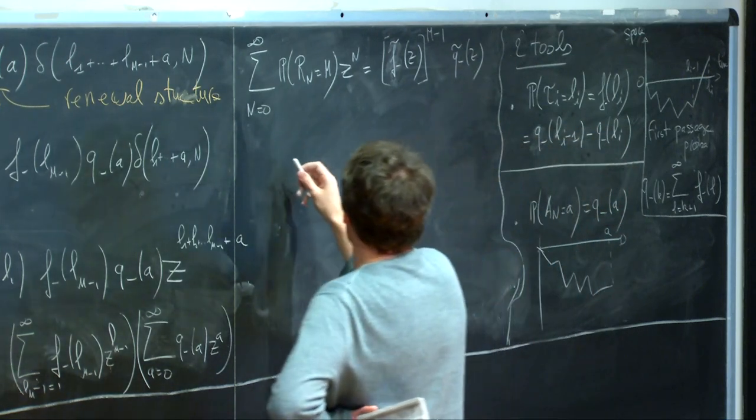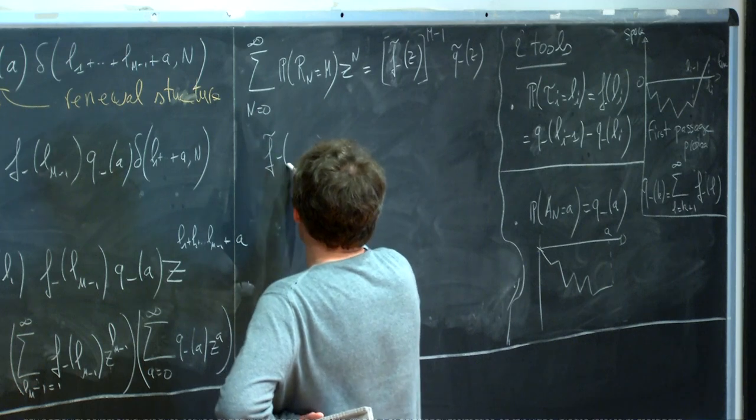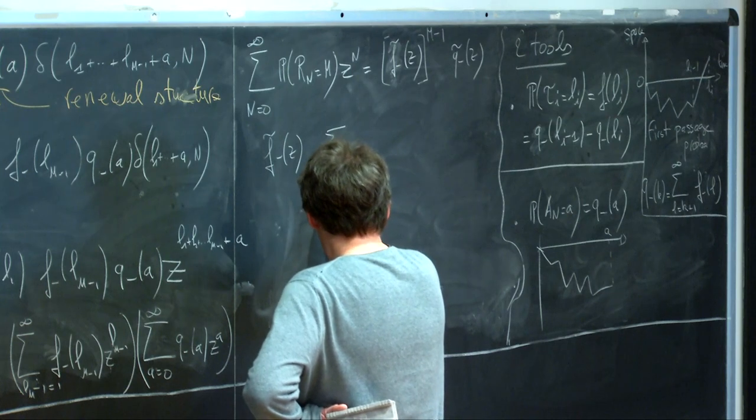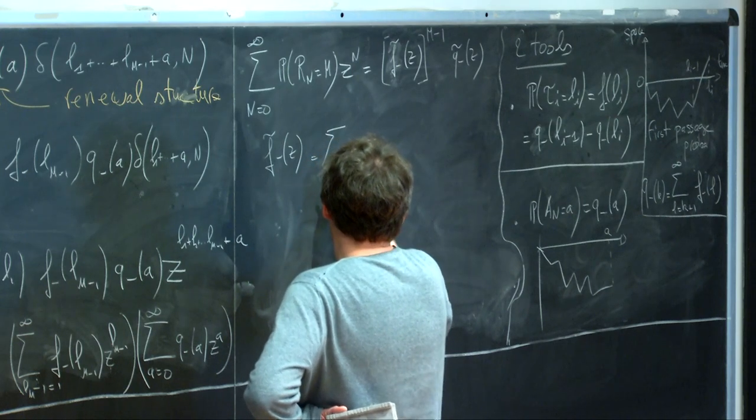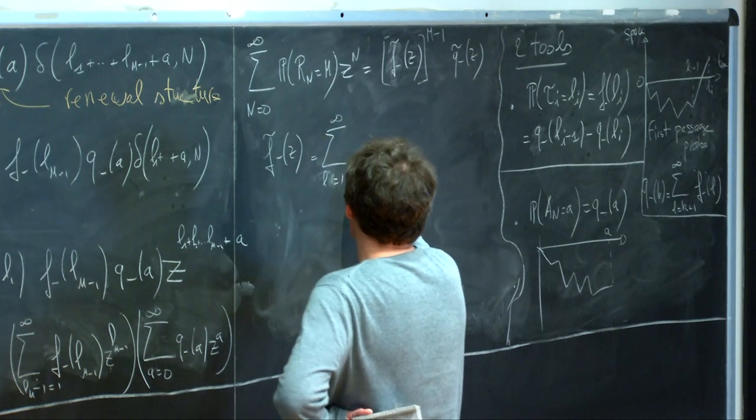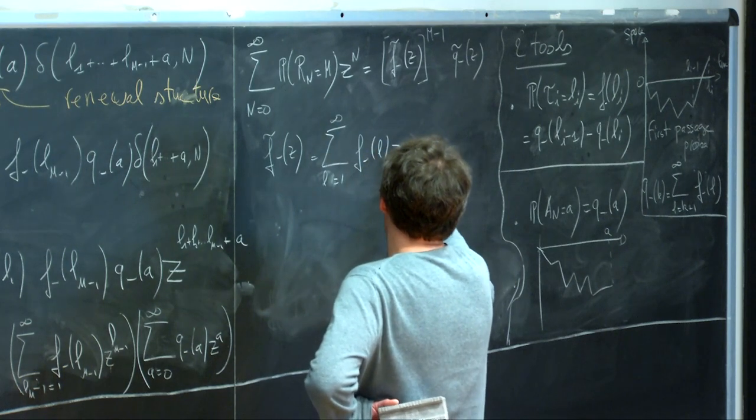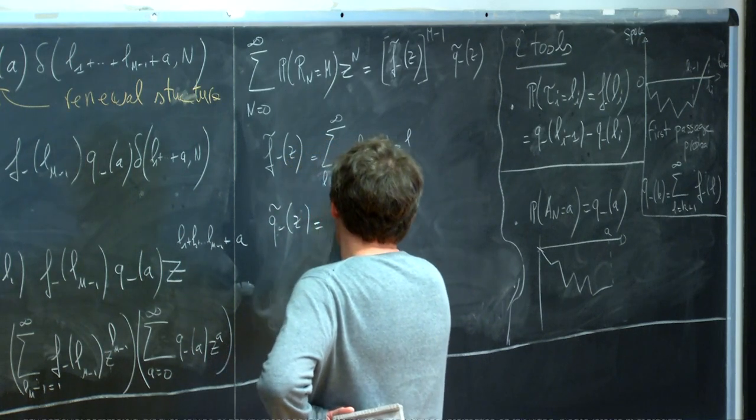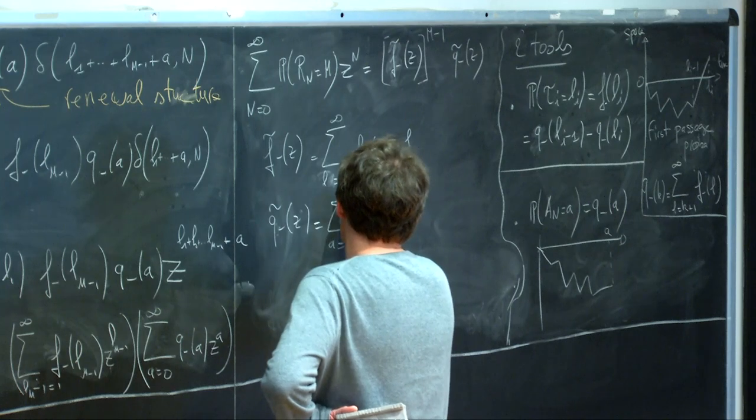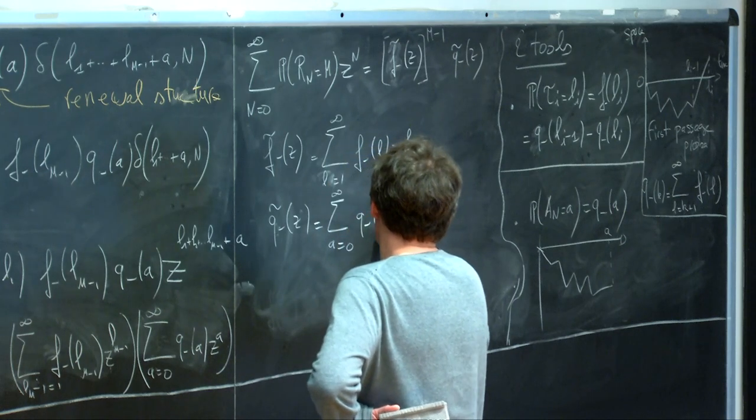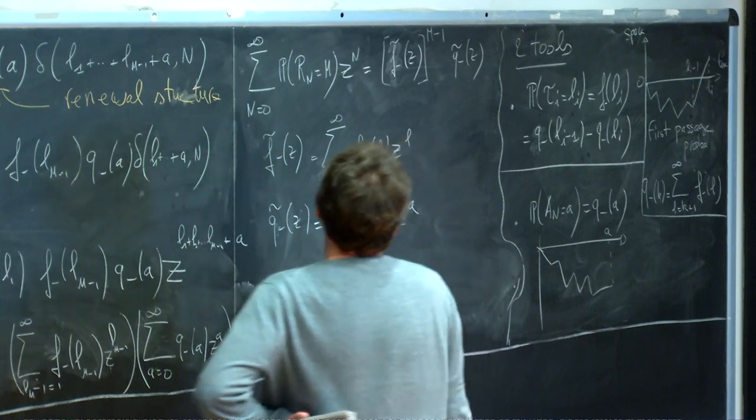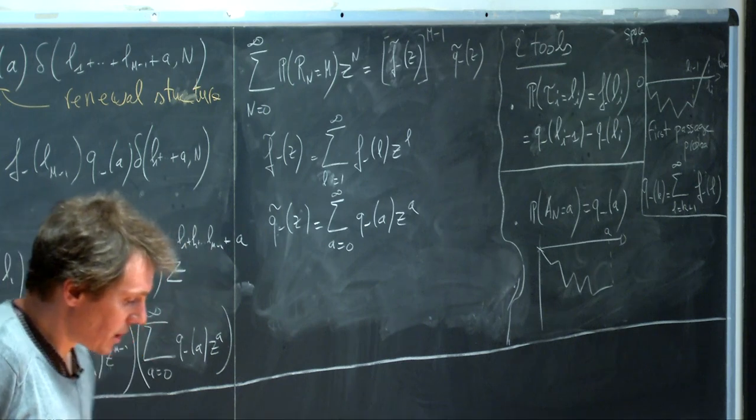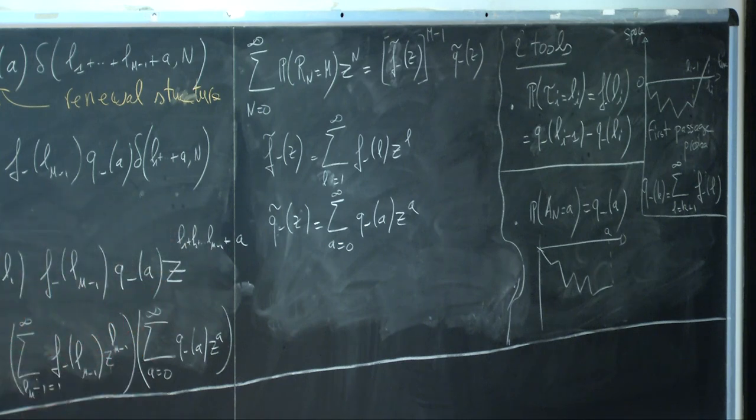Now, what are these guys? These guys are just the generating functions. It's just the sum from L equal 1 to infinity of f minus L z to the L, and q tilde minus z is just the sum from A equal 0 to infinity of q minus a z to the a. So at the end, it's very simple. I mean, we had to work a little bit, but eventually.